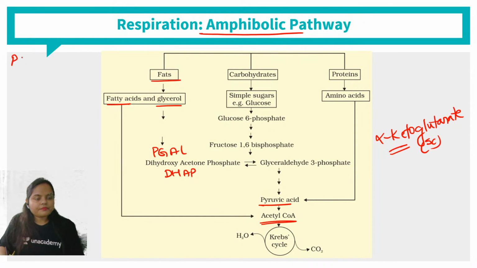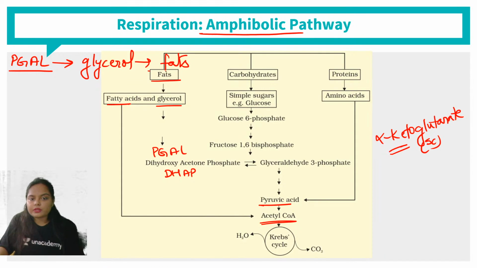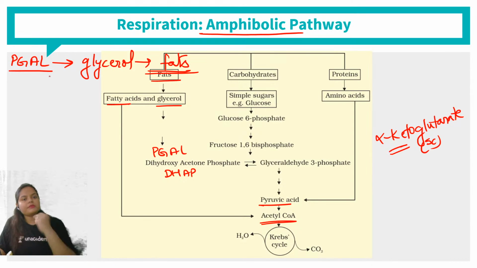For example, the phosphoglyceraldehyde molecule produced in case of glycolysis gets converted into glycerol whenever the formation of fatty acid or lipids is going to take place. So see, the phosphoglyceraldehyde is withdrawn from the cycle when fat synthesis is required. So it is involved in the synthetic phase, that means anabolic reaction.